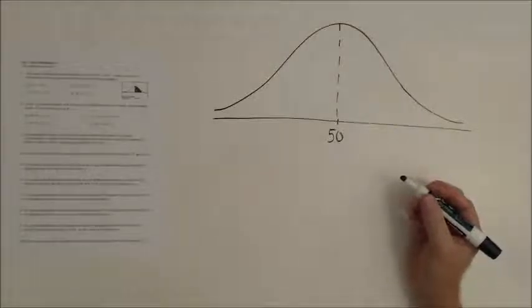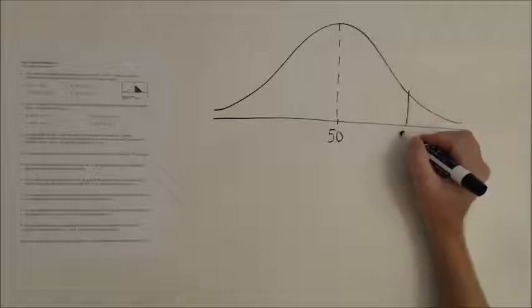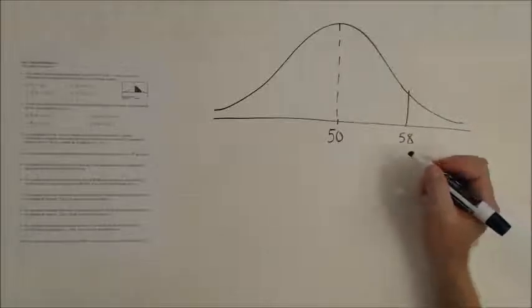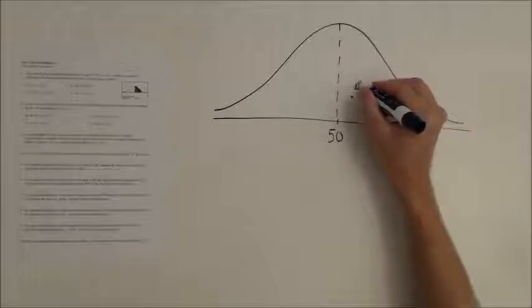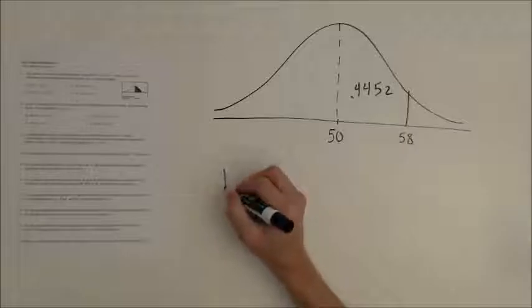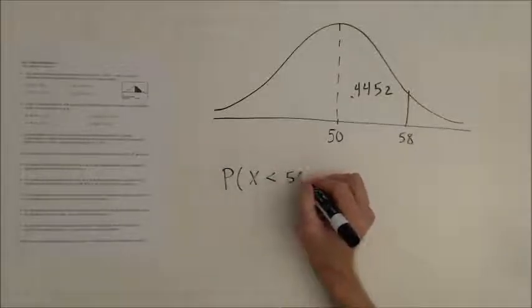In problem number 1, we're told we have a normal distribution with mean 50. If we consider the interval from 50 to 58, we are told that the proportion of the distribution within this interval is about 0.4452. We are asked to consider the interval for x less than 58.